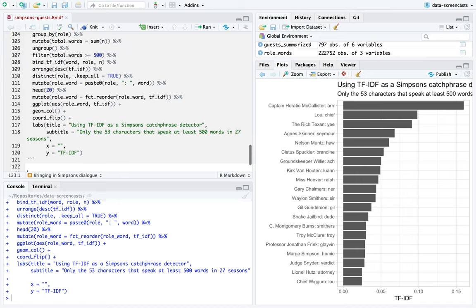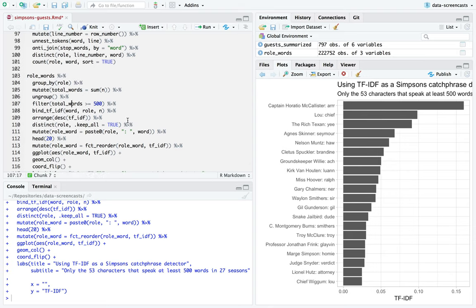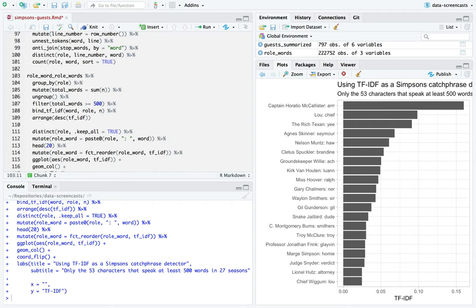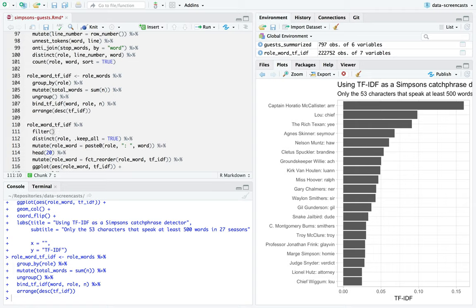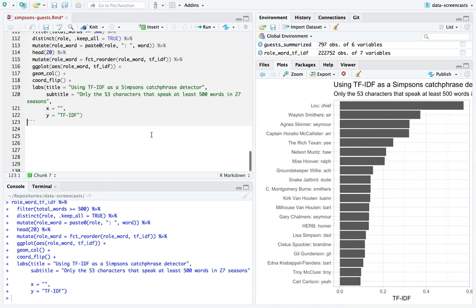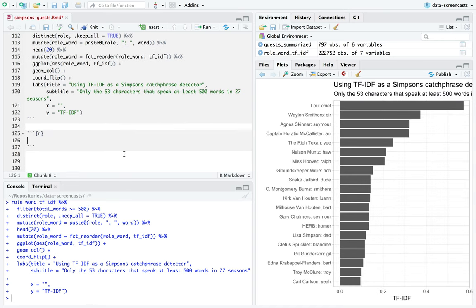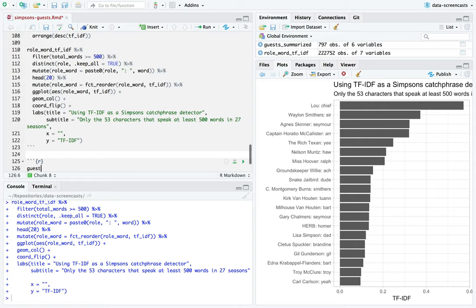Now let's return to the guest stars. There are a few ways we could bring the data back in. I think one of the simplest, I'll call all of this role word TF-IDF. Role word TF-IDF, filter total words, add the filter back in here. So what I'm doing is creating it once without the total number of words filter, and then once with. Why did I do that filter? So that I could say, let's take our guest roles.